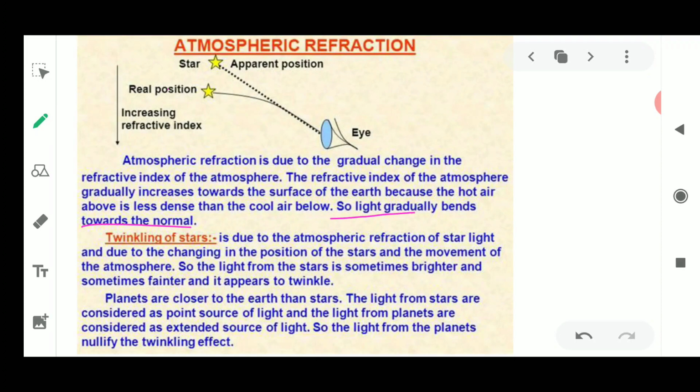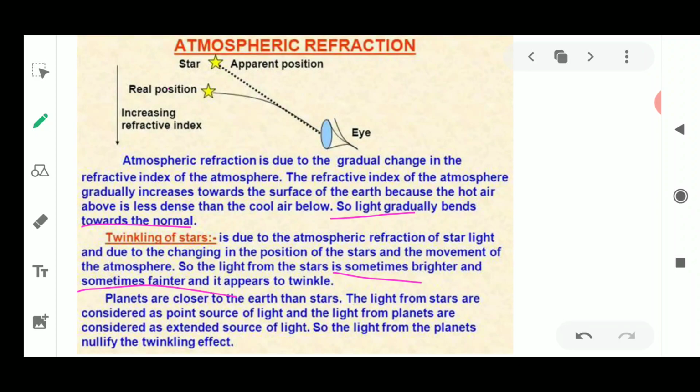Now why is this twinkling of stars happening? This twinkling of stars is happening due to the atmospheric refraction of the starlight, and due to the changing position of the star and the movement of the atmosphere. As the densities are different, the light which is coming from the star is sometimes brighter, and sometimes it appears to be fainter, and it appears to twinkle. And why this is happening, let's see.